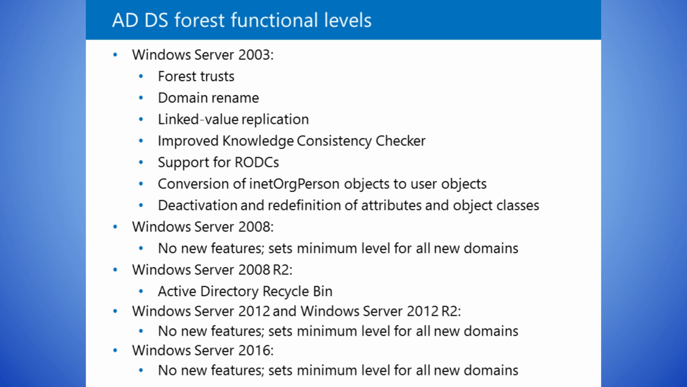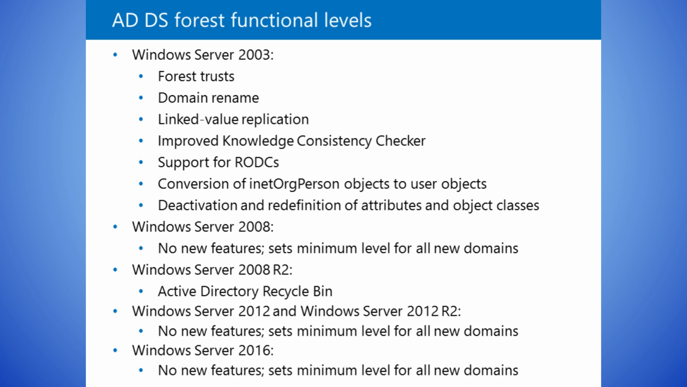Deactivation and redefinition of attributes and object classes. Although you cannot delete an attribute or object class in the schema at the Windows Server 2003 functional level, you can deactivate or redefine attributes or object classes. The Windows Server 2008 forest functional level does not add new forest-wide features. The Windows Server 2008 R2 forest functional level adds the ability to activate Active Directory features such as the Active Directory Recycle Bin feature. This feature allows the ability to restore deleted Active Directory objects.